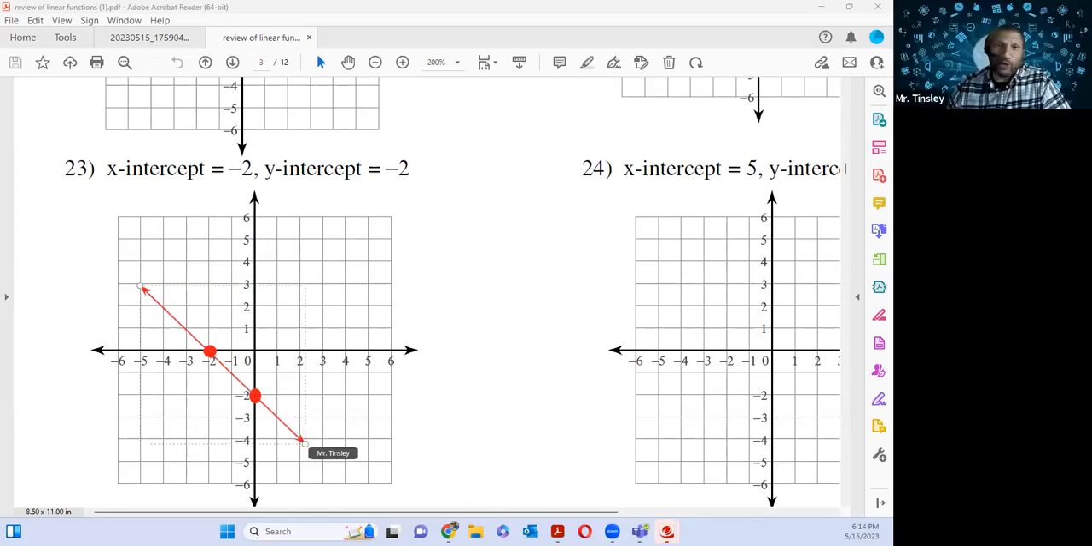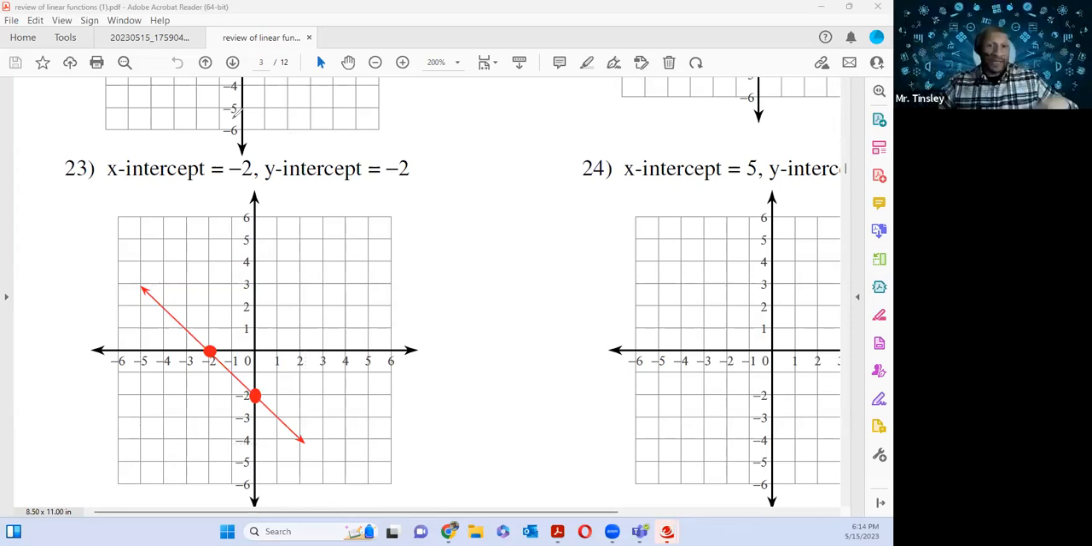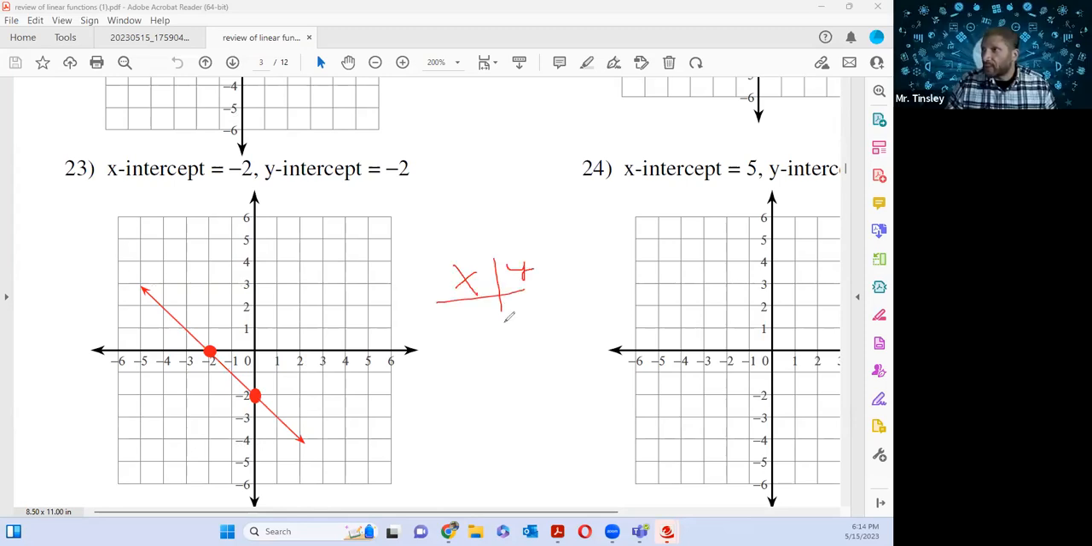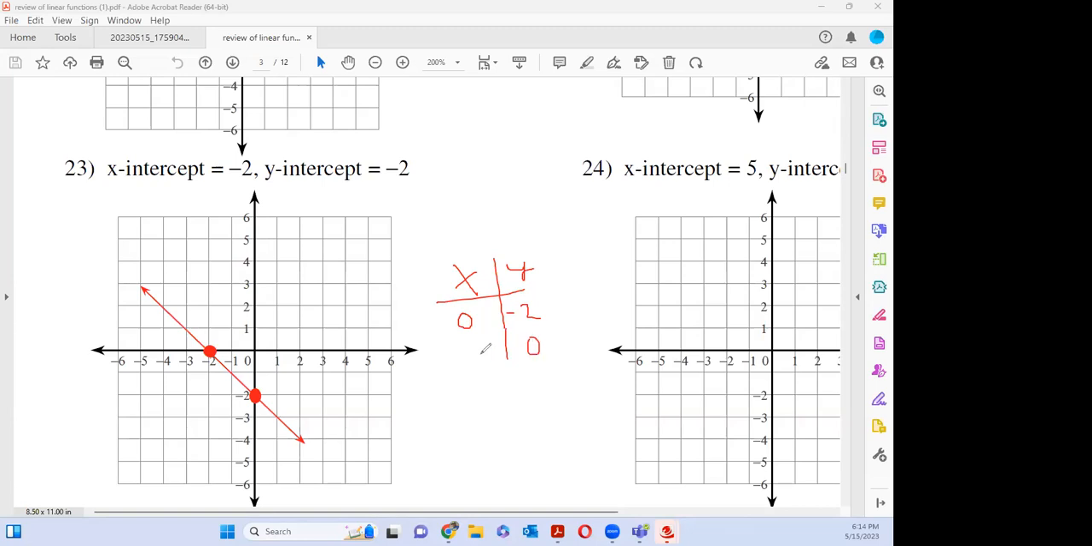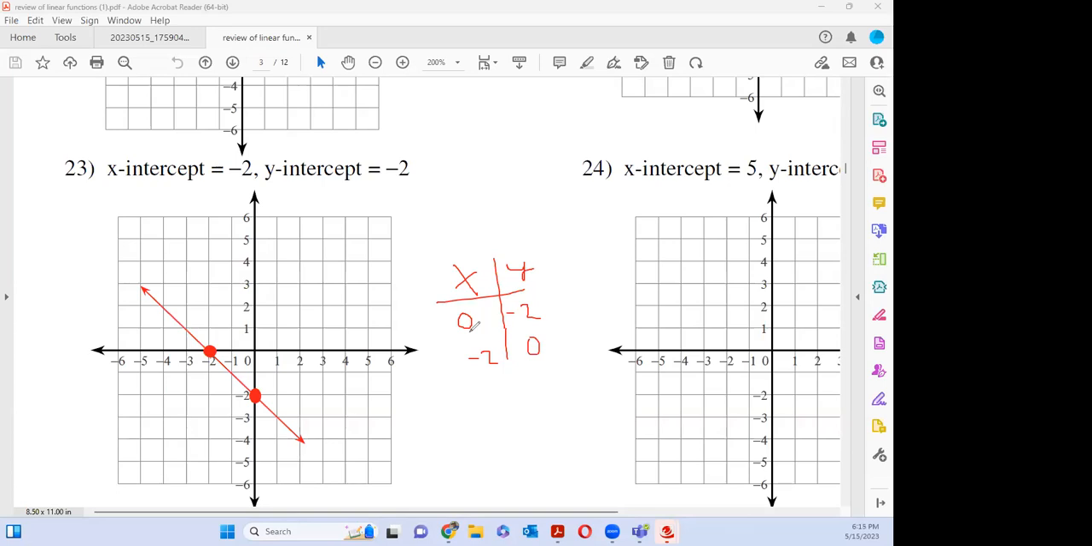So if you had to graph this as a table, remember one thing I want to show you is what you should be connecting the dots with is a table of ordered pairs. So x, y. My y-intercept is -2, so 0, minus 2. My x-intercept is -2, so that's minus 2, 0. There go your 2 points. That's simple. Thank you, Mr. Tinsley.